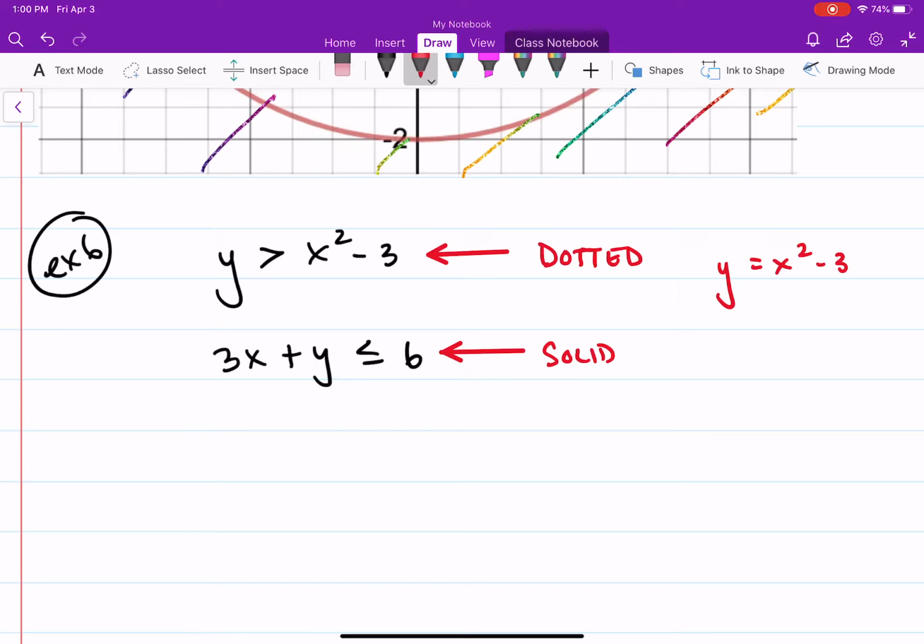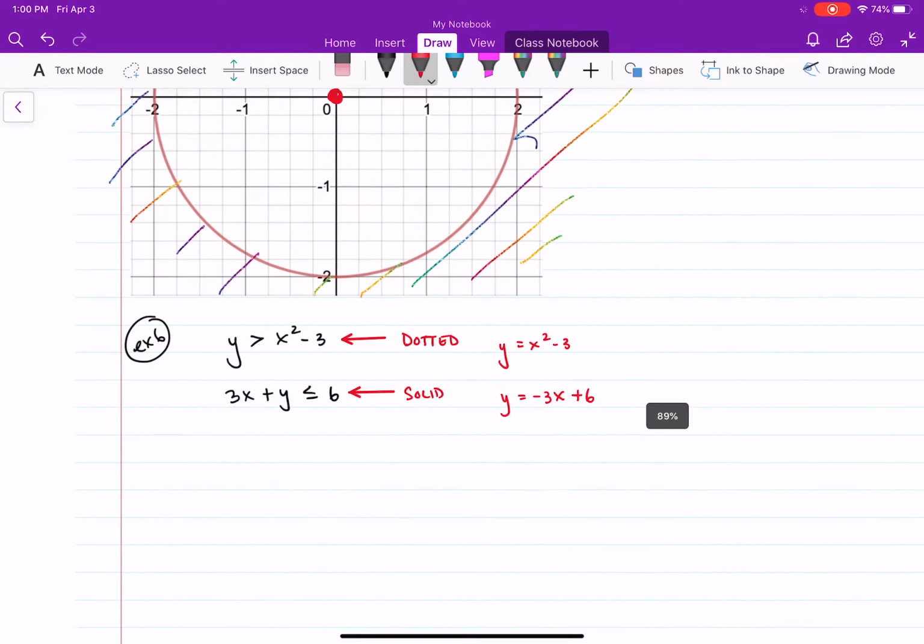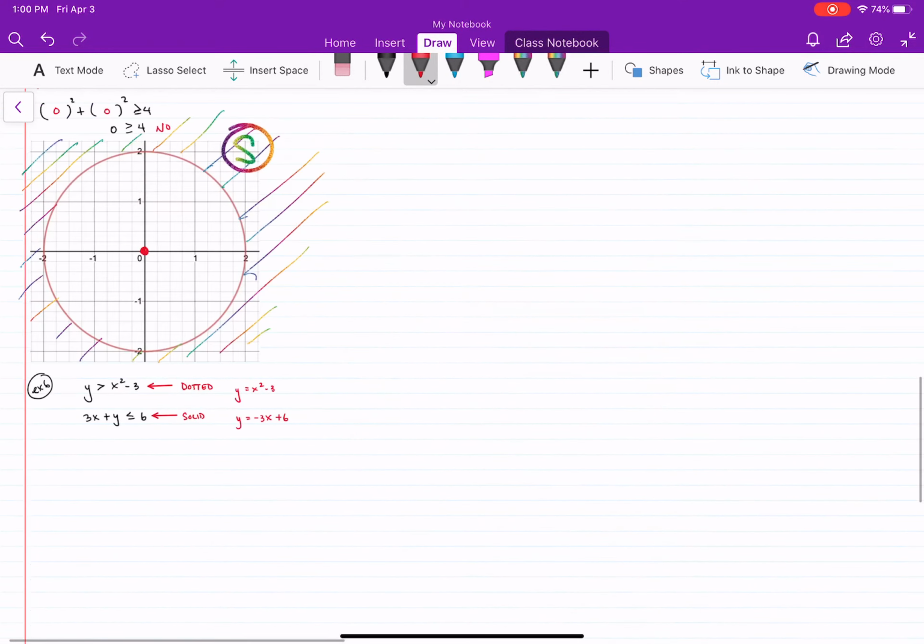So therefore, I'm going to get y by itself. To get y by itself, I have to bring that 3 over to the other side. So I'm going to use the equation y is equal to negative 3x plus 6. Okay? So those are the two equations I have to plot and then figure out which way to shade for both of them. All right? So what does this graph look like?